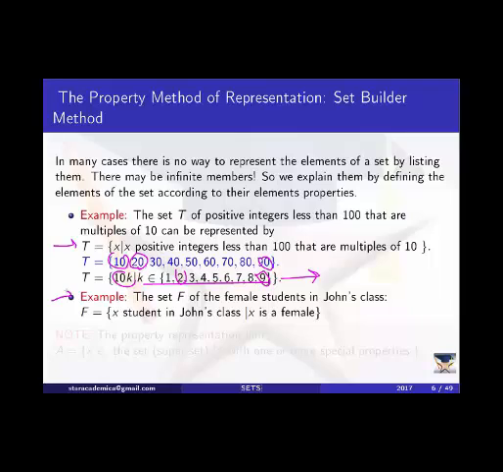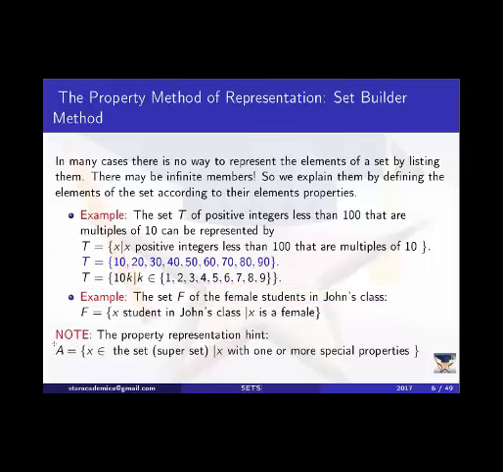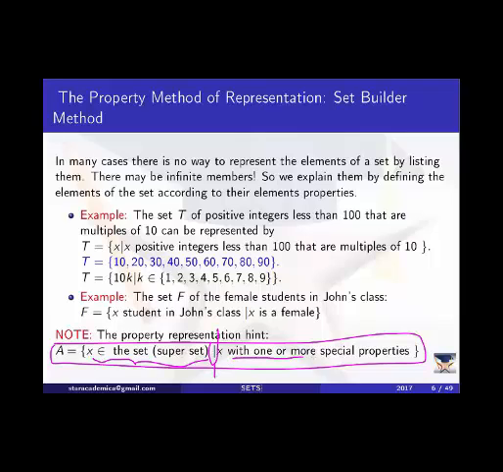Okay, another example, say we have a set F of female students in John's class. One way to write it down is the following: x is a student in John's class such that x is female. This is again in between curly braces. We have the general property of the elements of x, and we have a particular property for the elements of F. How can we regard this definition? It is very general but concise. We have an x within the set, or called superset, which contains everything. However, we restrict by using the symbol x with one or more special properties.